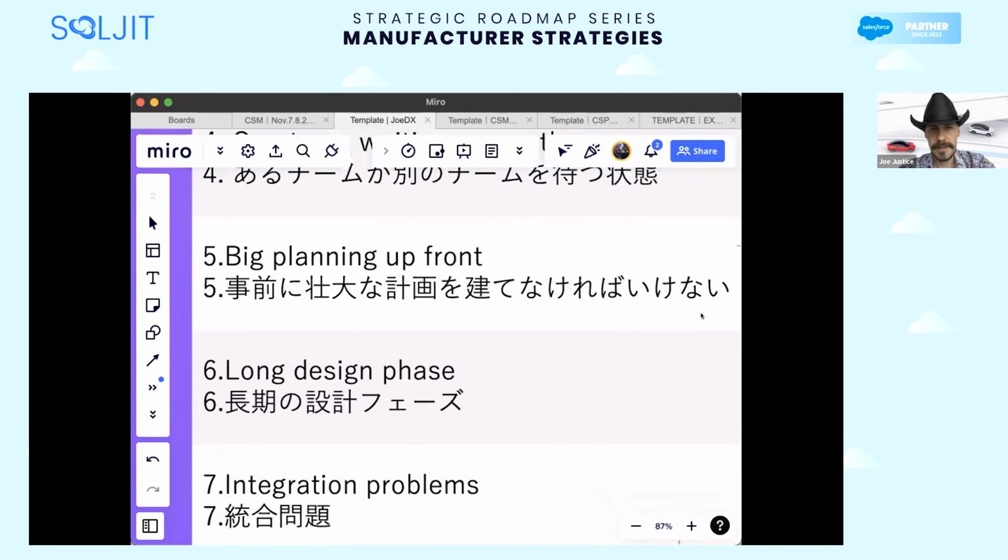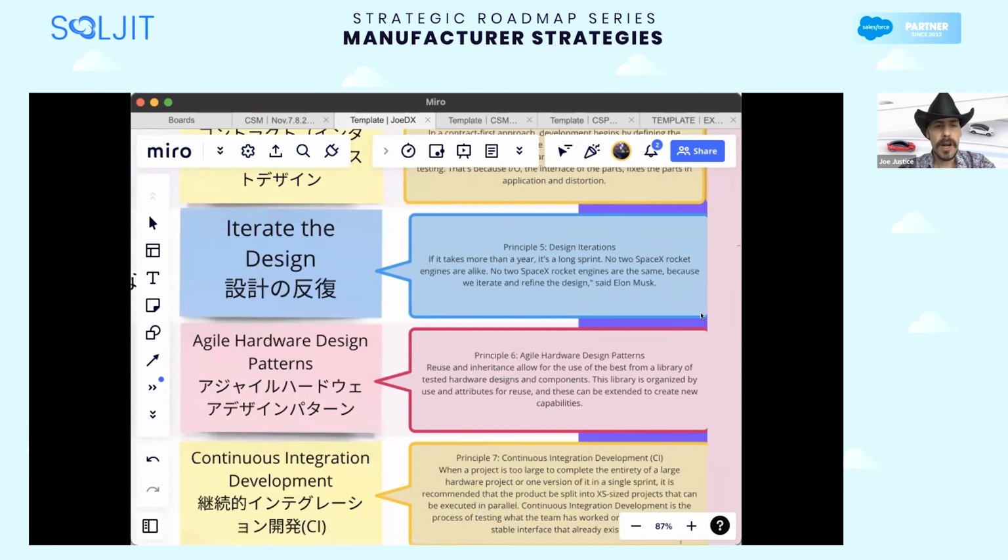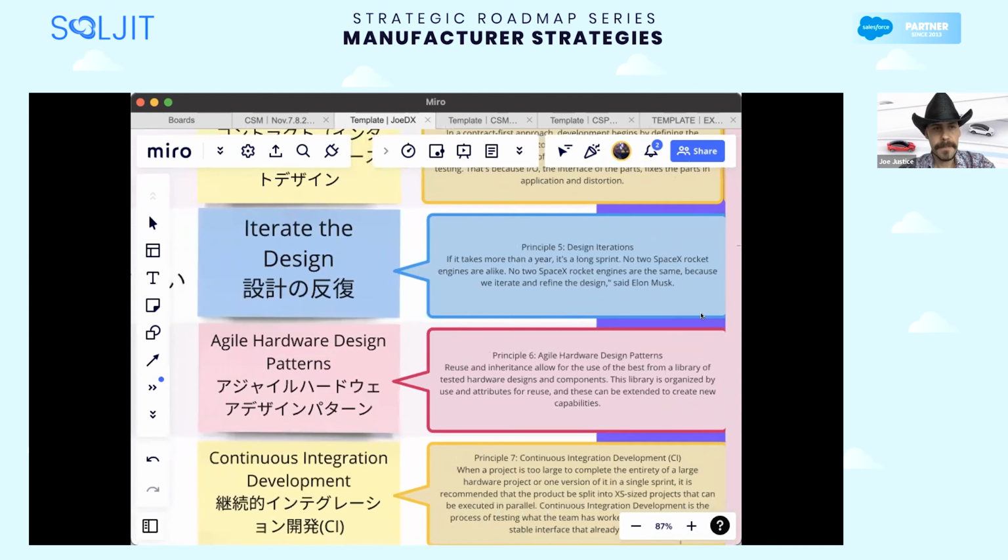Long design phase. Agile hardware design patterns help here. Reuse and inheritance allow for the use of the best from a library of tested hardware designs and components. This library is organized by use and attributes for reuse, and these can be extended to create new capabilities.